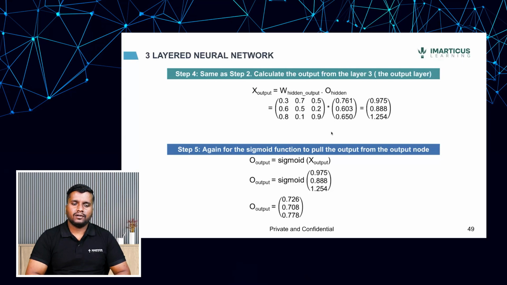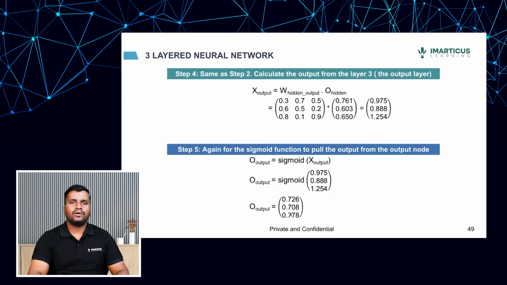So when we multiply this, we get some values like 0.97, 0.88, and 1.254. Now again, to pull the output from the output layer, we apply the sigmoid activation function over the output layer, and after applying it, it converts the values onto a scale of 0 to 1, and we get the values 0.726, 0.7, and 0.778. Now as we can see, there are three outputs over here, and based on this output, the category of that data is decided. So as we can see, it is in the first category, so it will be considered into the first category of the data.